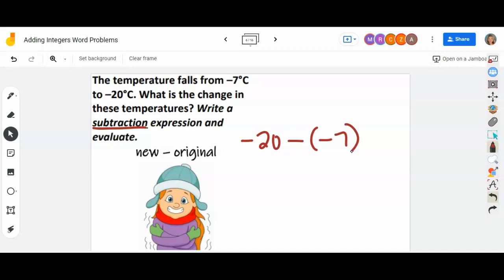Anytime we have a subtraction problem, we do keep, change, opposite. That's negative 20 plus positive 7. Now my signs are different, so I'm going to subtract. 20 minus 7 is 13. The bigger number is negative, so it's negative 13. All right, so let's look at the next one.